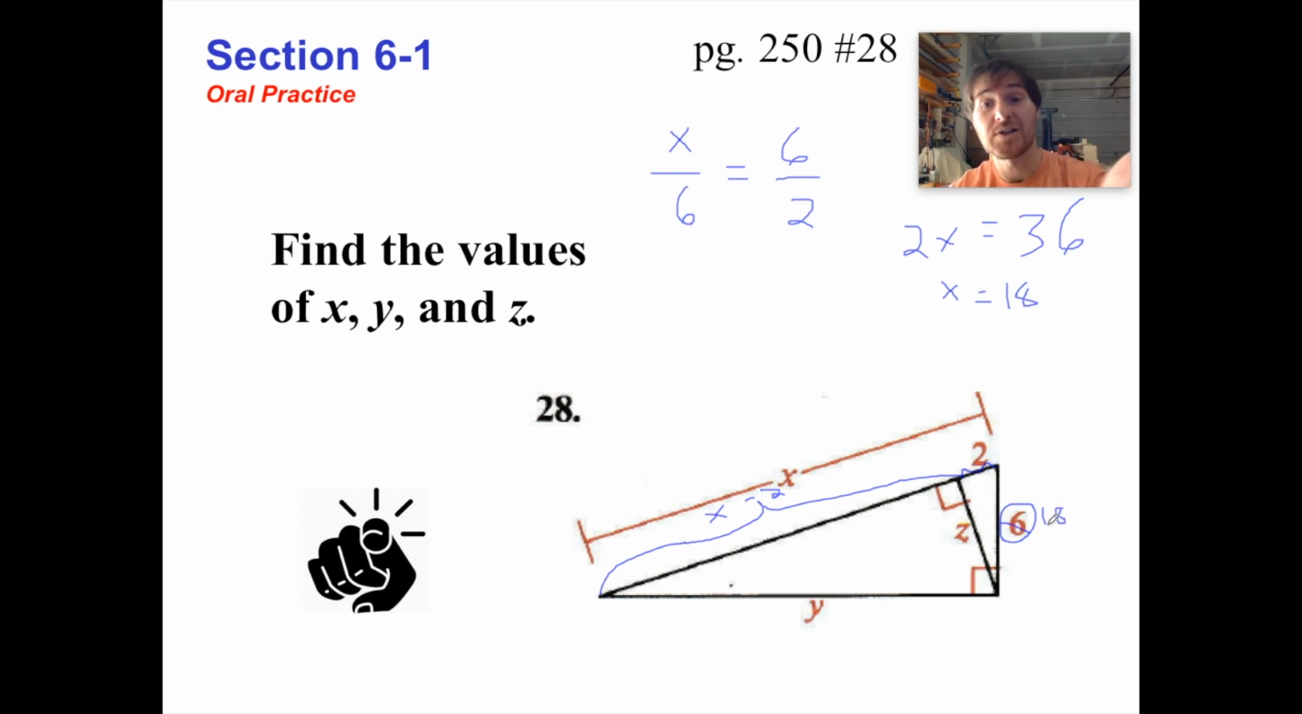What's Y? Can we get Y right now? Well, I can't get Y right now. Well, actually, no, never mind. What am I doing here? That's not 18. This is 6, right? This is 6 right here. I got X equals 18. That's going to help me because, you know what? There is my hypotenuse. My hypotenuse here is 18. You with me? It's kind of confusing.